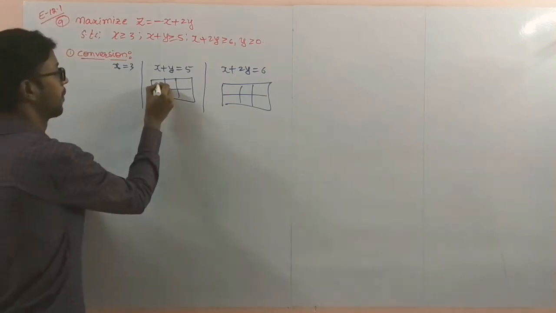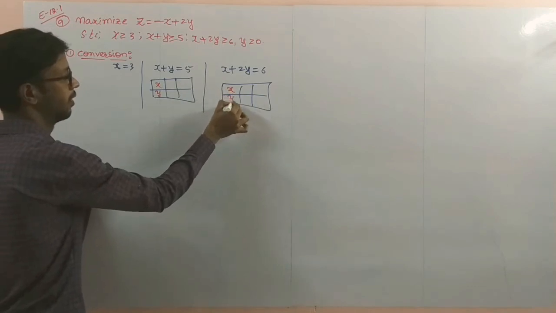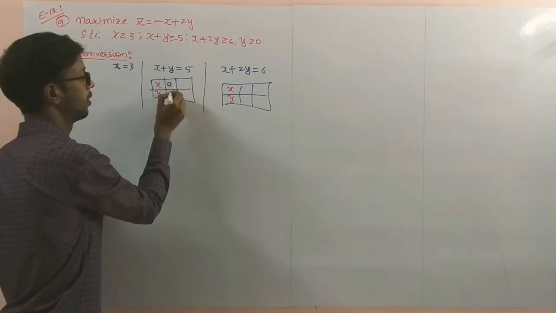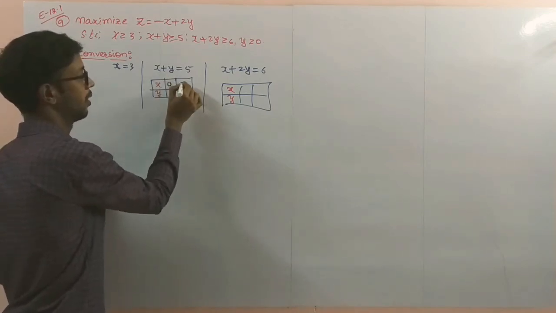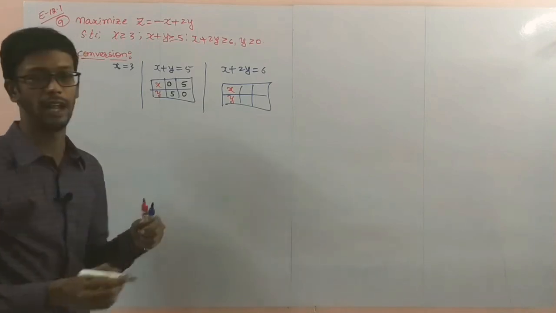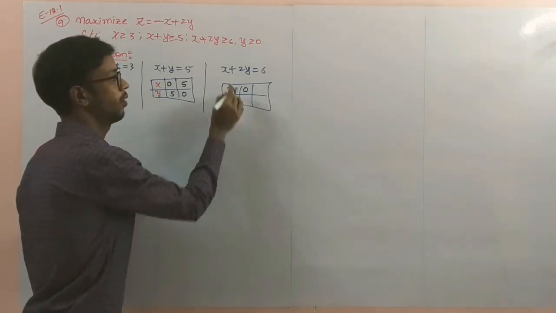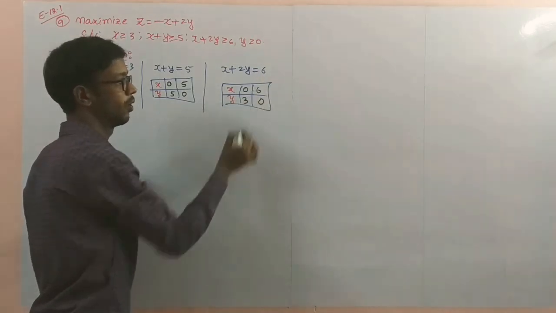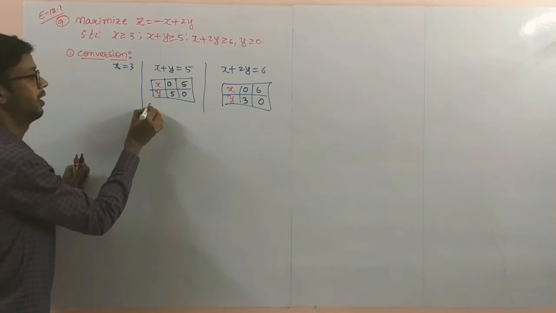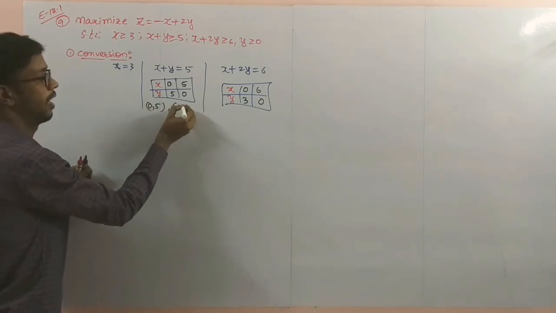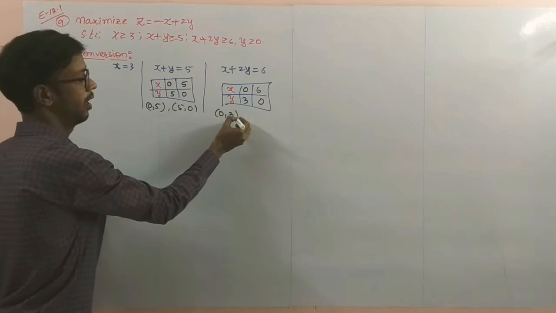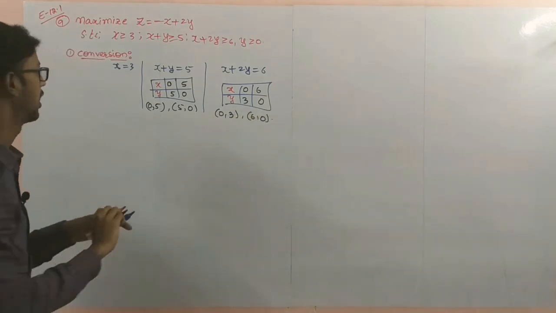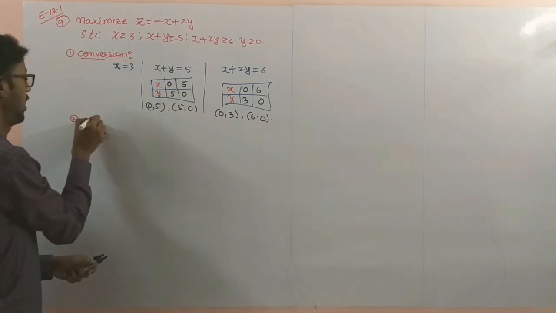So next, x, y. Substitute x equal to 0, and y equals 5. Y equal to 0, substitute, and x equals 5. Similarly, x equal to 0, 2y equal to 6, y equal to 3; y equal to 0, x equal to 6. So now the points are (0, 5), (5, 0), (0, 3), (6, 0). Now you have to write the scale here. Second point, scale.